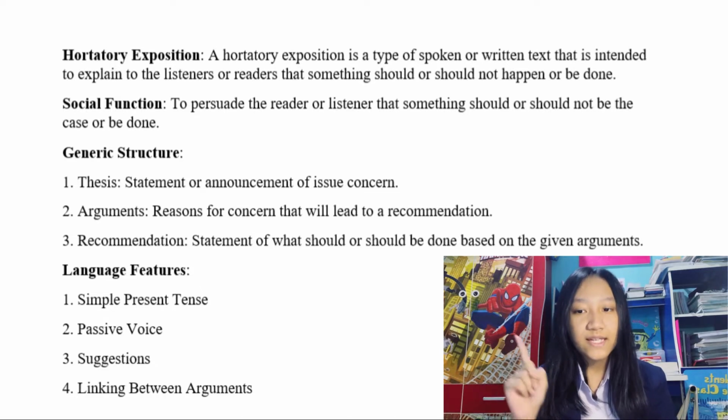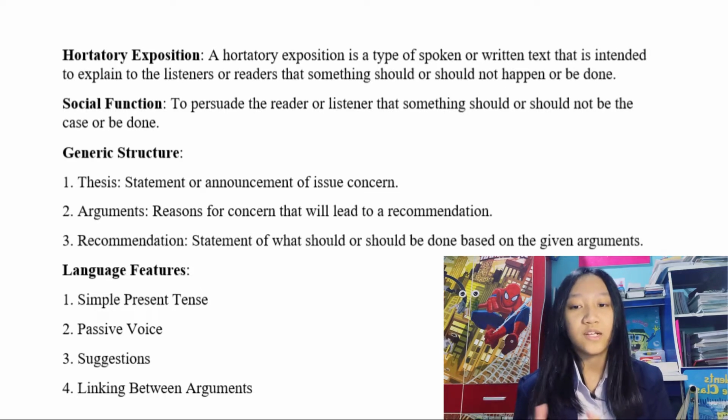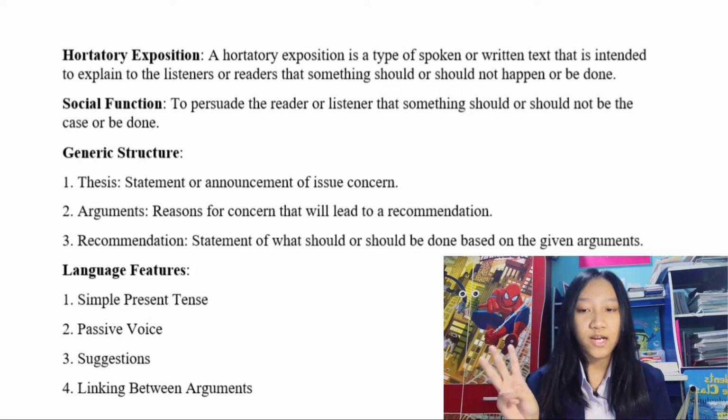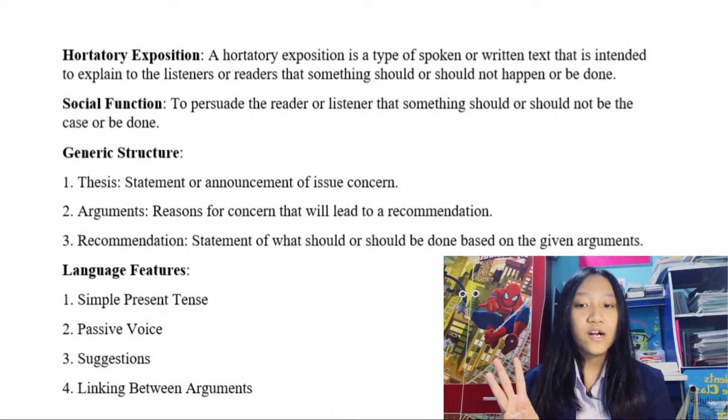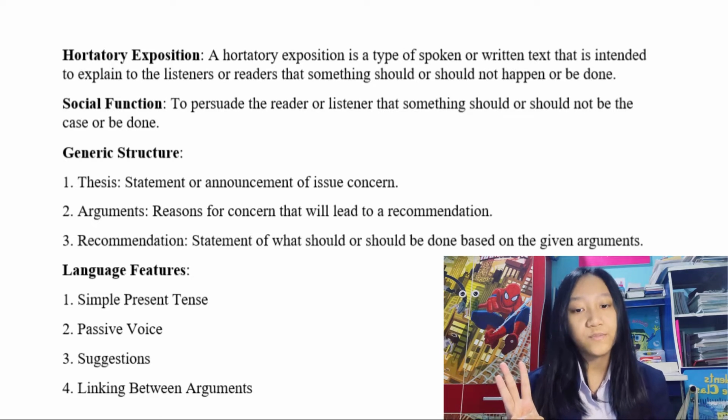The first one, thesis or statement or announcement of issue concern. The second one is arguments, reasons for concern that will lead to a recommendation. The third one is recommendation or statement of what should or should be done based on the given arguments.